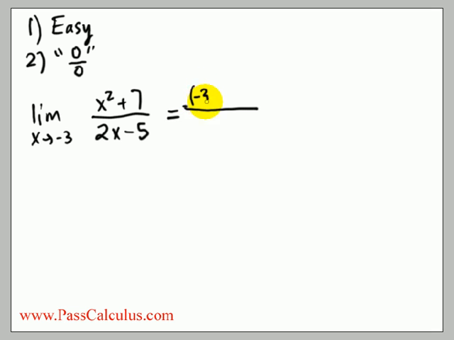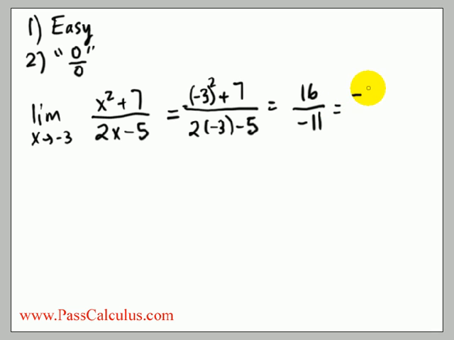Notice, so I just put that in, I get this. You can do this step in your head if you want. 9 plus 7, 16. And negative 6 minus 5 is negative 11. That fraction you can't simplify. And let's just put the negative up top to make it look nicer.